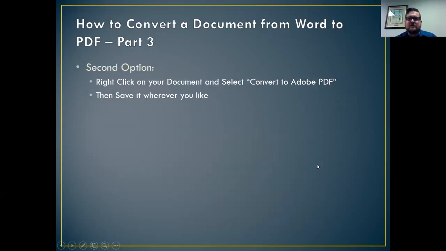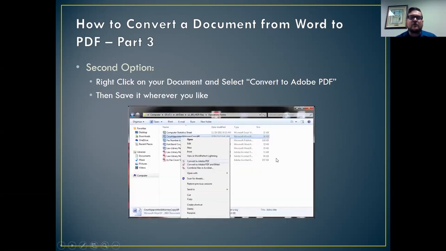So you can also right-click on the document. Let's say you don't have the document open, and you want to right-click on the document. Say you're completely finished with it, and you just simply forgot to do it while it was open. You can right-click on it here and hit Convert to Adobe PDF, and then it's going to convert it for you, and you can save it wherever you'd like. Okay.